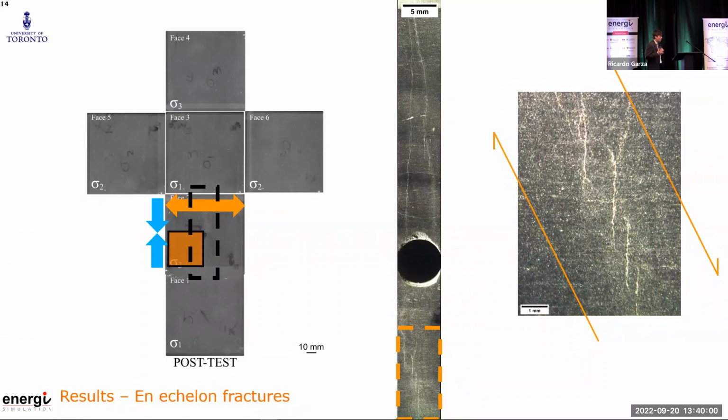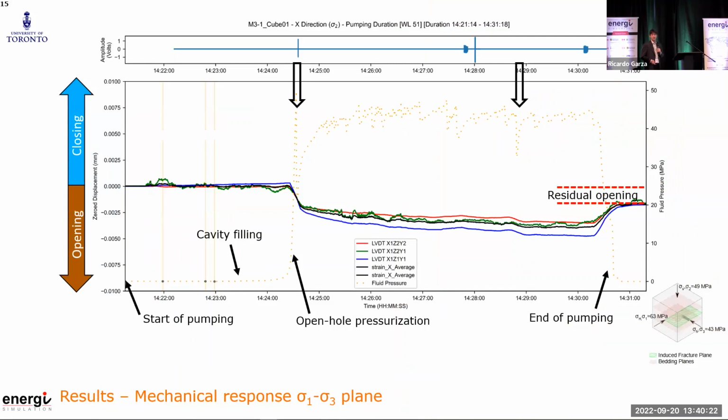But more interesting, we found on the surface some en echelon fractures that are a clear suggestion that the process was not as simple as we thought, because an en echelon fracture is a proxy for shearing taking place. That is even more puzzling. So let's get back and let's look at the data.